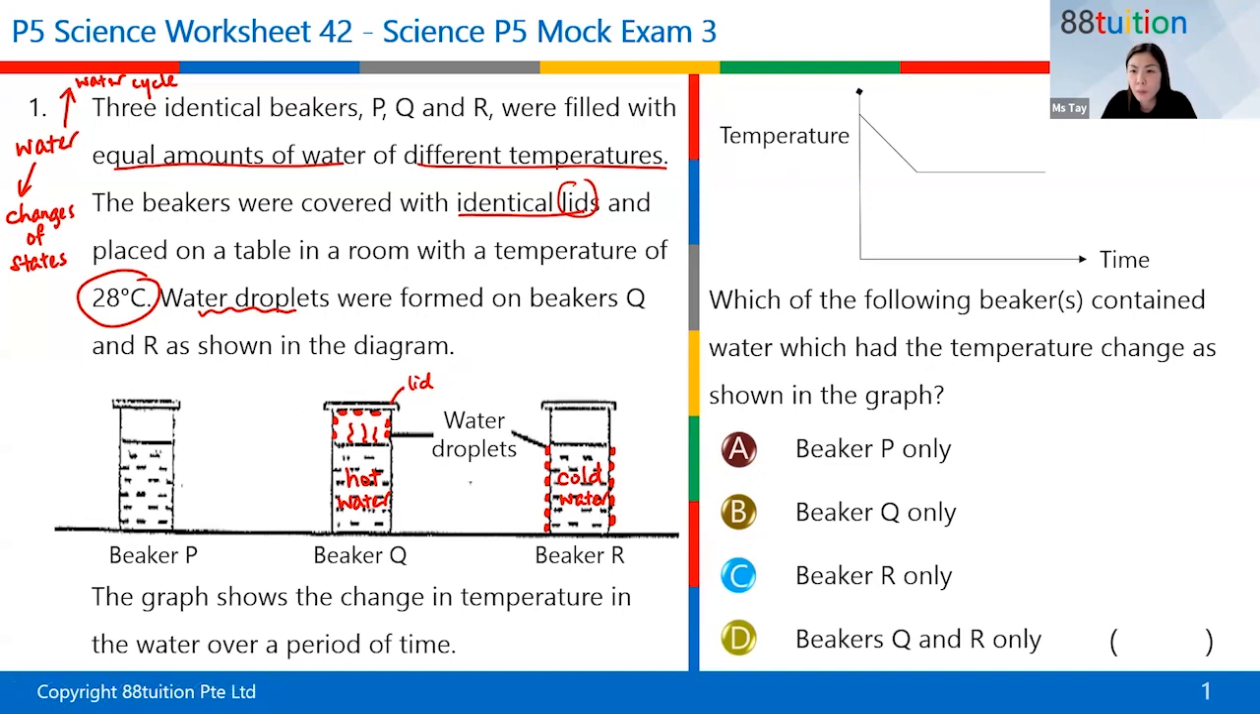Very good, Vinuli. When the hot water evaporates, it gains heat, evaporated into water vapor. The warmer water vapor comes into contact with the cooler inner surface of the lid and then loses heat and condenses into water droplets. Okay, so this is Vinuli's answer.